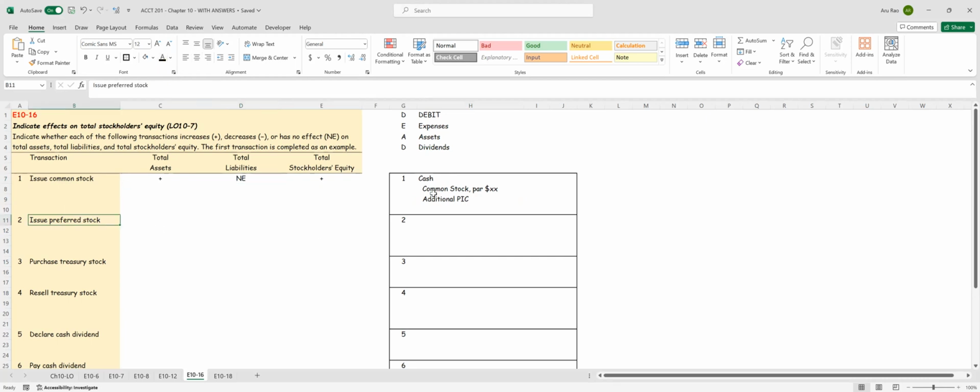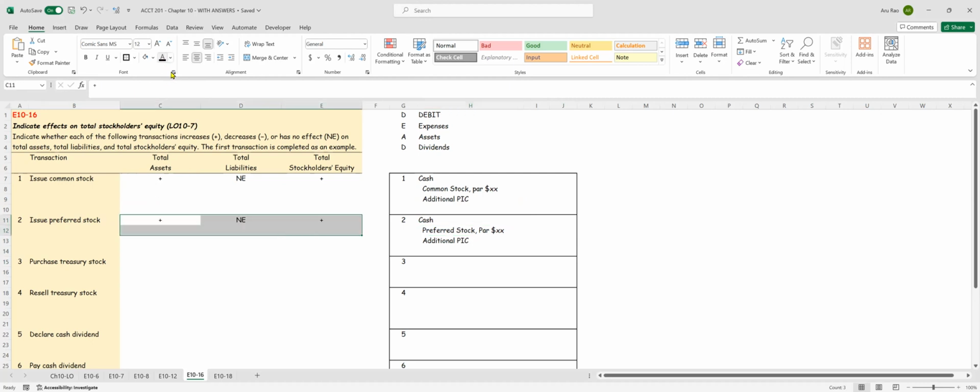Same thing for preferred stock. It's identical to this in terms of how we set up our journal entry. Cash debit, preferred stock at par value credit, and additional paid-in capital, if any extra was paid, we credit that. So again, the same thing as we had for issuing common stock. Assets increase, equity increases, no effect on my liabilities.